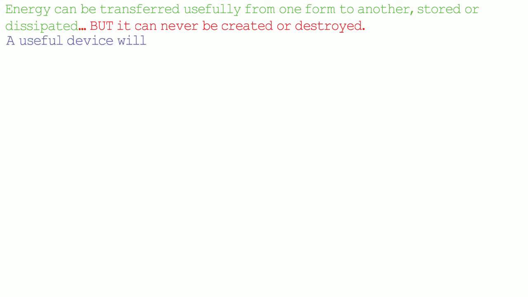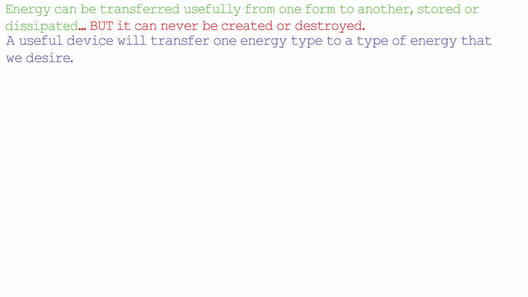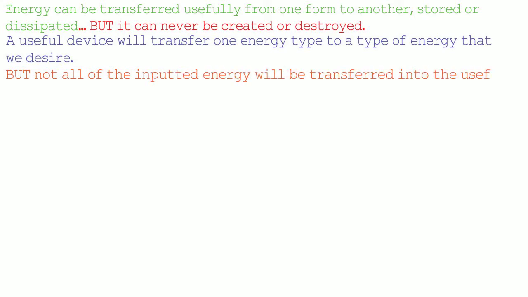A useful device will transfer one energy type to another type of energy that we desire. But not all of the inputted energy will be transferred into the useful energy, and some of the energy will be lost or wasted. The wasted energy will be lost into the surroundings.